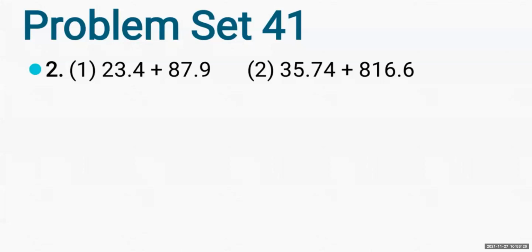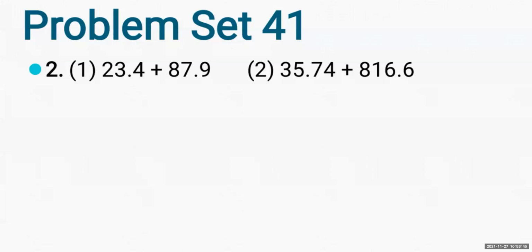Now in question number 2, the numbers are given in decimal form, that is, point में दिया है. You have to add it. Clear what you have to do? You have to add it. See how you are going to write down the numbers and how you are going to add them. I'll explain one by one.